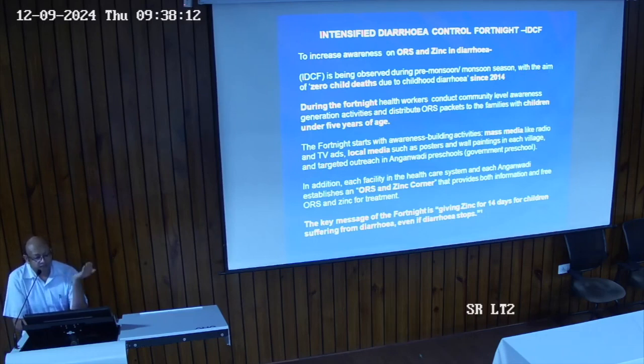They communicate through mass media, local media, and Anganwadi preschools, and they establish ORS and zinc corners to give information and education, as well as free distribution of ORS. The key message of the fortnight is giving zinc for 14 days to children suffering from diarrhea, even if the diarrhea stops. So this is about the Intensified Diarrhea Control Fortnight Program started by the Government of India.